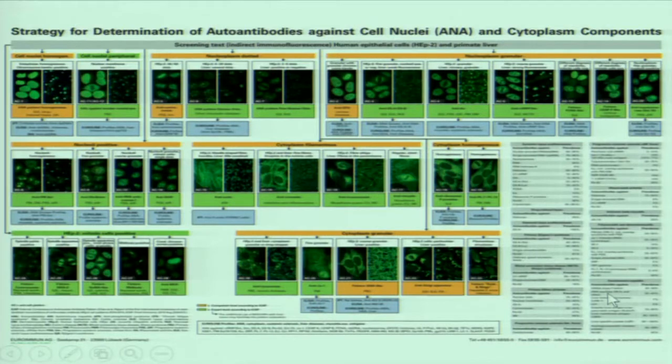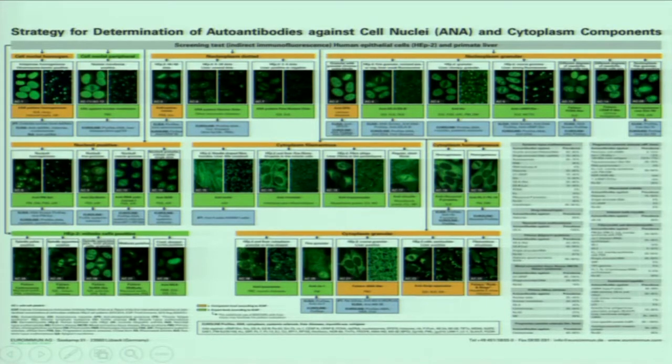So that is the complexity of the ANA field, but hopefully I made it a little bit simpler than that and gave you some useful information.